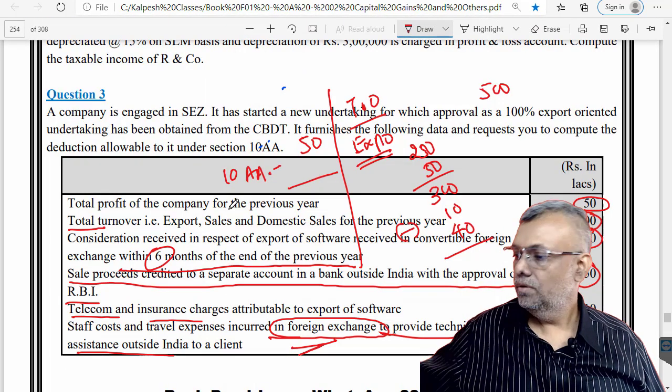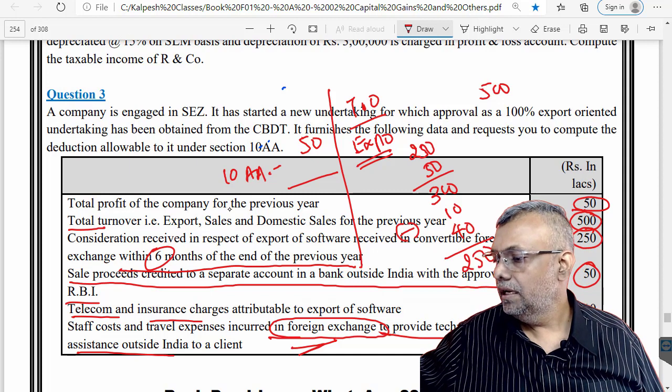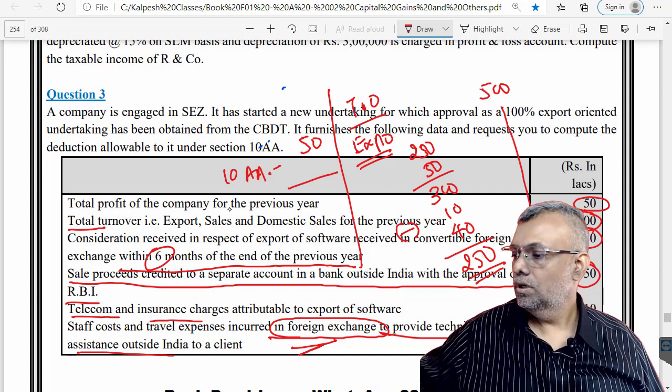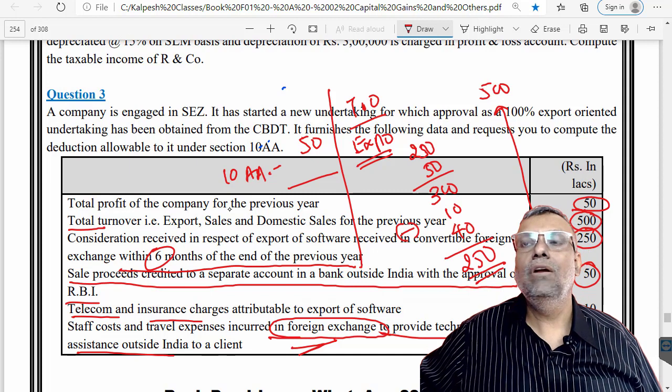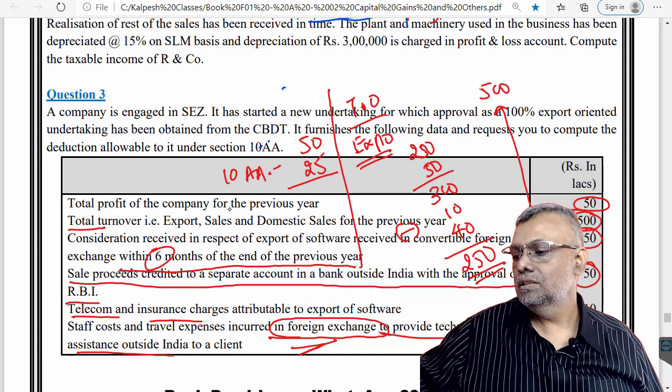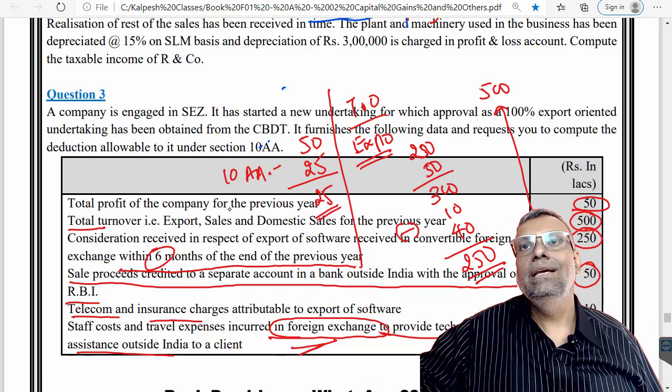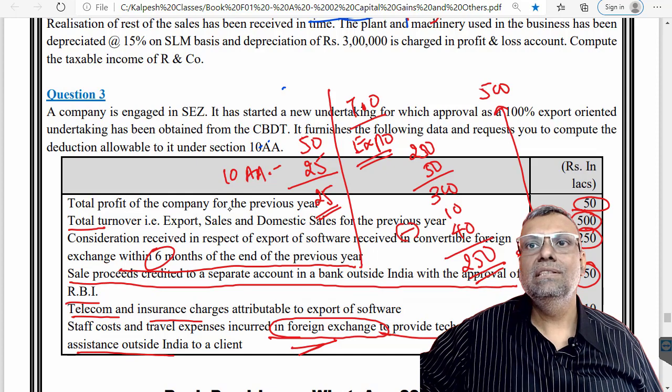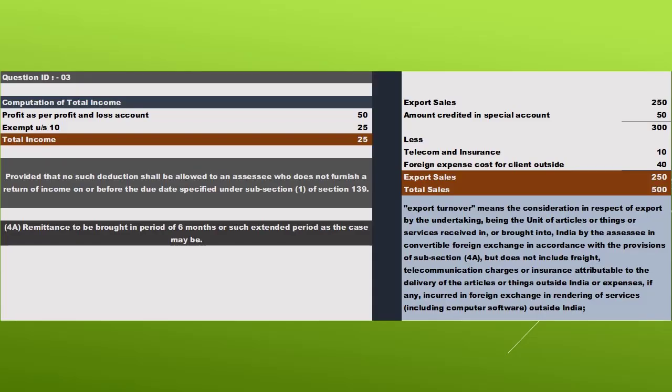So this will be 250, my export turnover. This is my total turnover, and export turnover already got this particular proportion, that is basically 50%. So that is going to be the deduction out of my net total income. As simple as that. So this is the amount of the deduction under section 10AA.